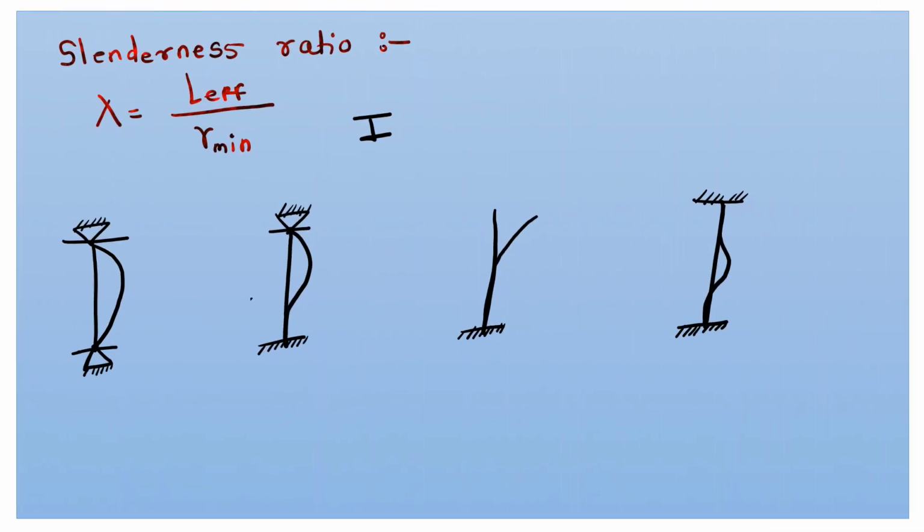To find out the effective length, we take 4 sections. First is with hinge support. For hinge support, the L effective is L. Then in case of hinge support at one end and fixed at another end, L effective is L by root 2. Third, one end is free and another is fixed, then L effective is 2L. And if both ends are fixed, then L effective value is L by 2. So these are the effective lengths for different supports of the column.